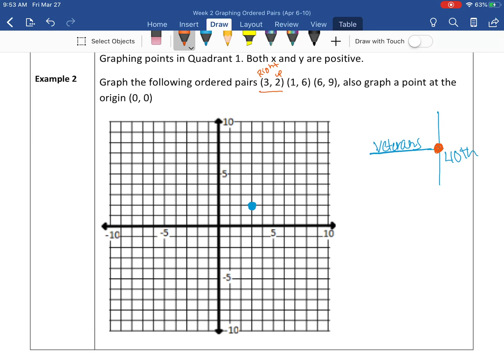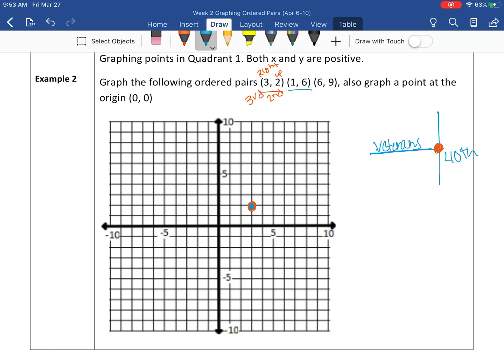So that's kind of what we're doing with our ordered pairs. Basically, we're trying to find the intersection of 3rd Street and 2nd Avenue. And for our particular map, that intersection would be right here. Let's practice the other ones.